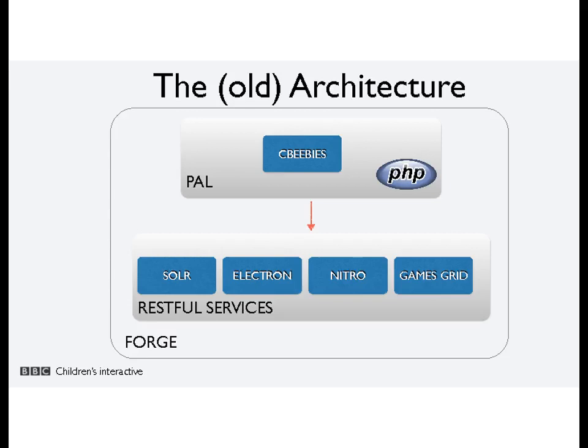So our CBeebies application integrated with several services across the organisation. We used Solr for indexing of content. There's a product called Electron, which is essentially a data store of data entered into our CMS. There's a product called Nitro, where we store videos, and Games Grid, where we have services for handling games functionality, such as high scores. All these services were put behind RESTful Java services. So that was the old architecture we had, which we wanted to move away from.